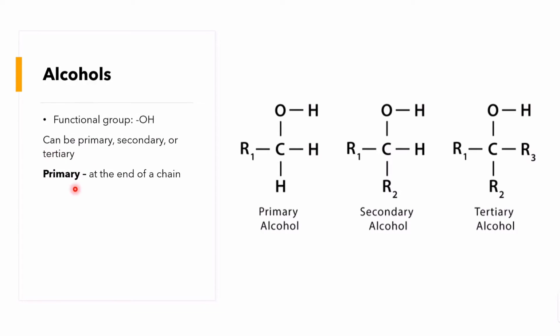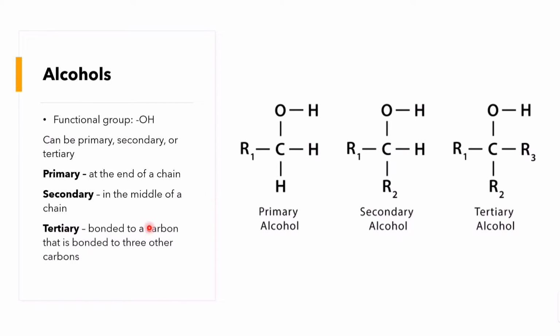And a primary alcohol is where our hydroxyl functional group is at the end of a chain. So if you see here, our hydroxyl group is bonded to a carbon, which is bonded to only one other carbon, and this is because it's at the end of its chain. A secondary alcohol is where our hydroxyl functional group is in the middle of the chain. So you can see here our hydroxyl group is bonded to a carbon that is bonded to two other carbons because it's in the middle of this chain.